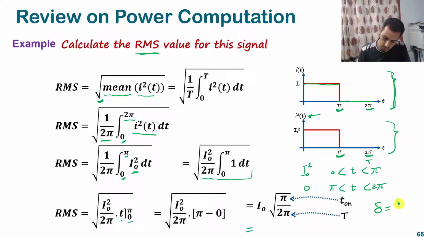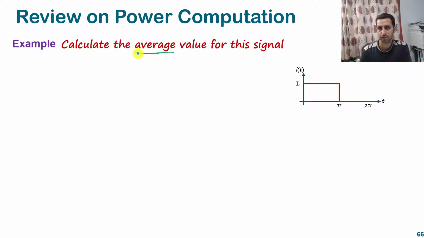So I can say delta equals T on over T. We know delta is the duty cycle. So the final answer will be like this: I naught multiplied by the square root of delta. Now let's go to the average value. How do we compute the average value? For the average value, we don't need to square it, because the equation is just 1 divided by T, integration from 0 to T of I of t. I of t here has a value of I naught from t equals 0 to pi, and a value of 0 from pi to 2 pi.